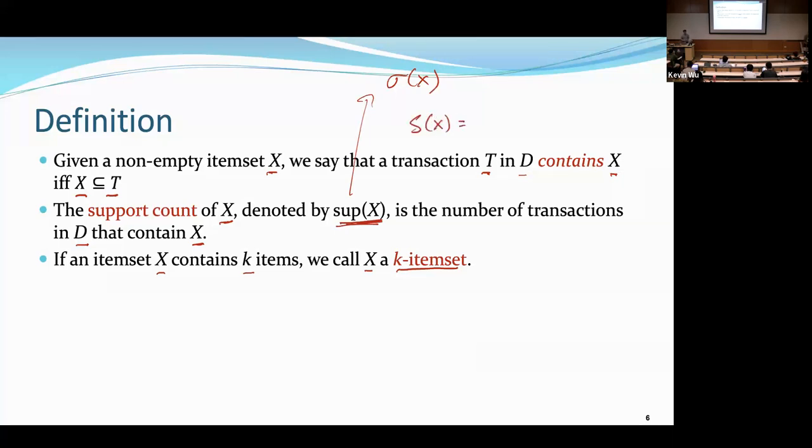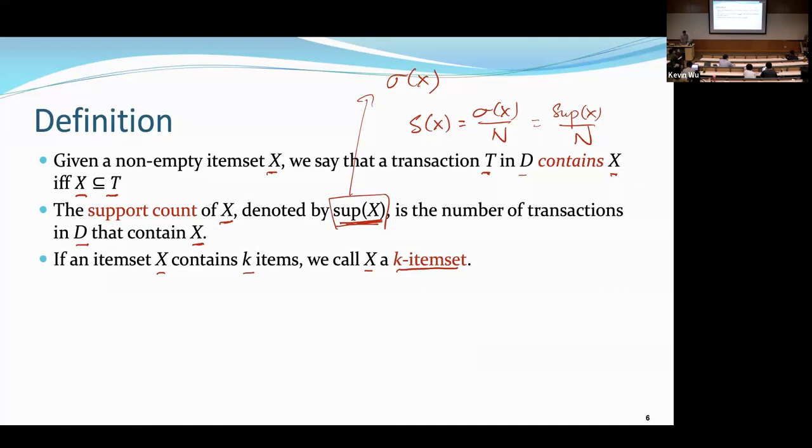In the textbook, it also uses another notation, S(X). This denotes the support of the item set X expressed as a fraction of the size of the data set. So in the textbook, it is defined as this, or in our notation, it is this: the support count of X as a fraction of the total number of transactions in the data set. That's called S(X) in the textbook. But for our discussions, we'll stick with this notation. It's a little bit easier to remember.